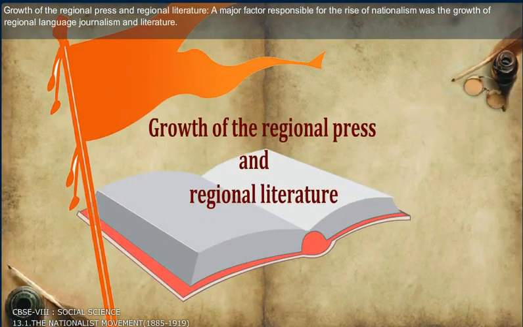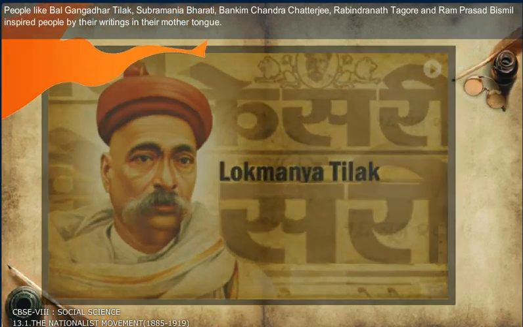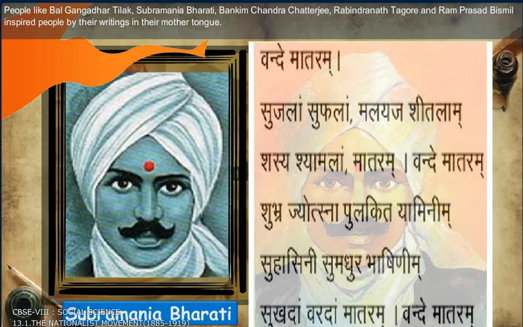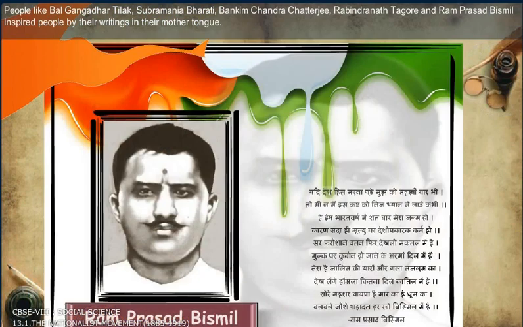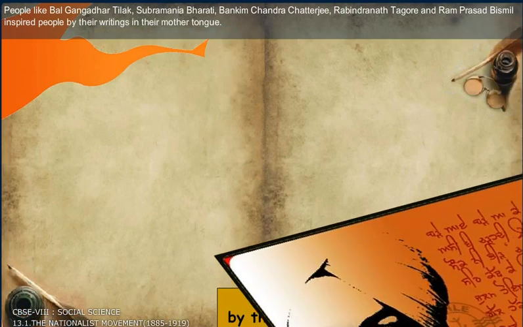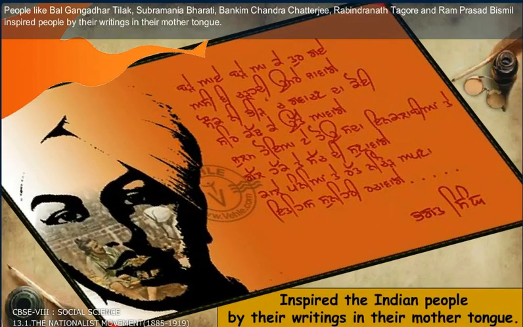Growth of the regional press and regional literature. A major factor responsible for the rise of nationalism was the growth of regional language journalism and literature. People like Bal Gangadhar Tilak, Subramanya Bharati, Bankim Chandra Chatterjee, Rabindranath Tagore, and Ram Prasad Bismil inspired people by their writing in their mother tongue.